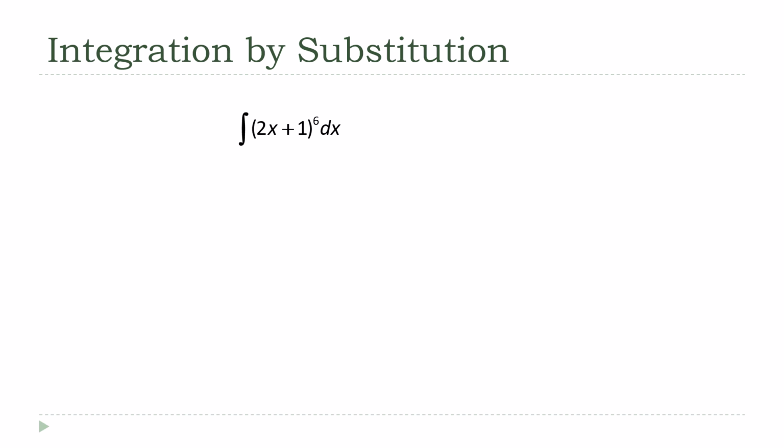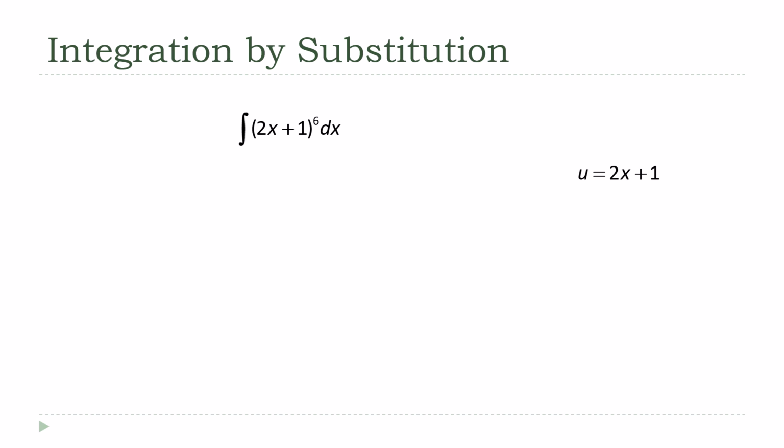So it turns out there's a better way. Here's what I'm going to do. I'm going to make a substitution. I'm going to let u equal 2x plus 1, that thing that's inside the parentheses. Because here's my thinking: I know how to integrate a variable to the 6th power. It's the 2x plus 1 that's getting in my way. If I can eliminate that, then I'd be in good shape.